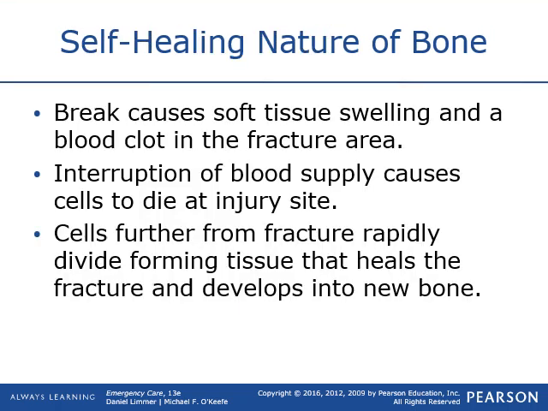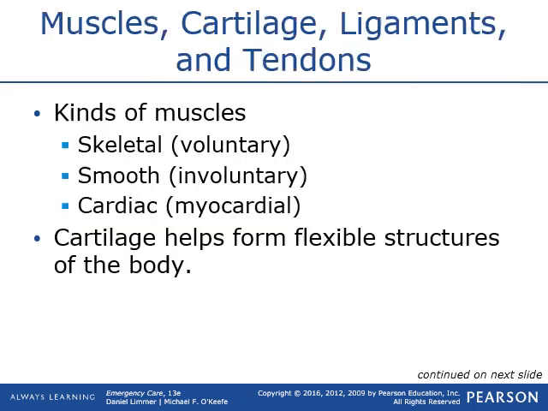Self-healing nature of bones. A break causes soft tissue swelling and a blood clot in the area of the fracture. The interruption of the blood supply causes the cells to die at the injury site. Cells further from the fracture rapidly divide, forming tissue that heals the fracture and develops into new bone. All this happens automatically.